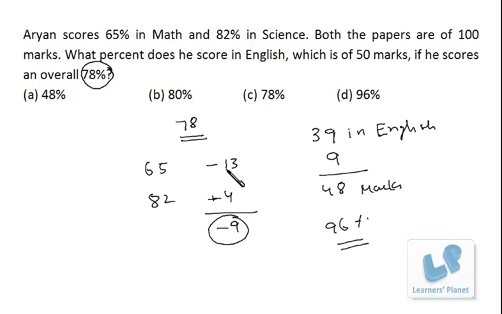Here it is 13 less, here it is 4 extra or 4 more we can say, so overall 9 marks are less. Those 9 marks have to be gained from English. To make English 78%, he has to get 39, and he has to gain these 9 marks also. So in all he should get 48 marks. That comes to 96%. The problem can be solved in less than 30 seconds.